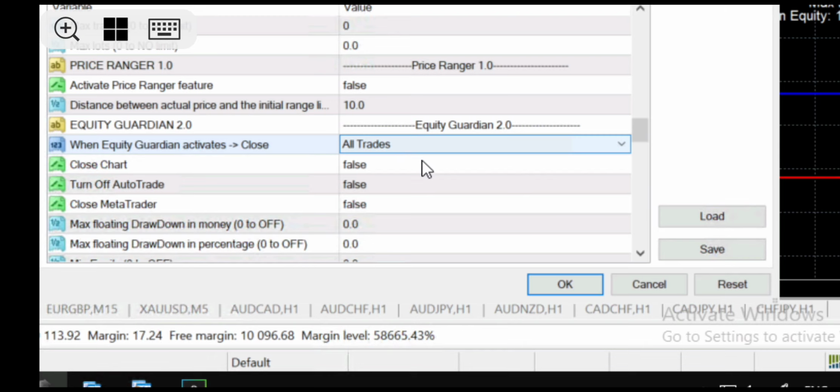Now, after your target has been hit for the day, either your profit or loss, let's say I'm setting it to close positions. My equity guardian should activate. Let's say if my target for the day is met and I set my target to 0.5%.